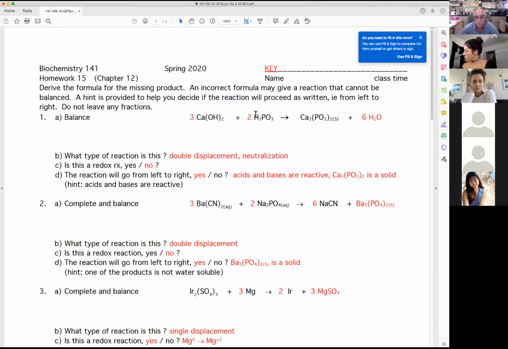Here's phosphite and another phosphite. Phosphite didn't do anything. So this is a double displacement reaction. You can either memorize that they are not redox reactions, or you can go through that process right there and see that nothing changed.